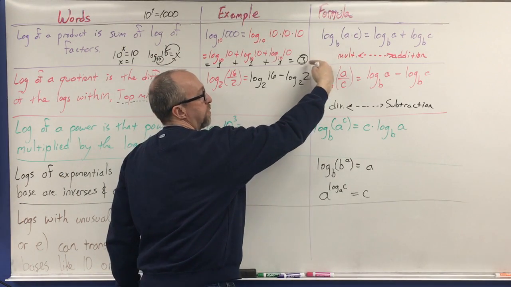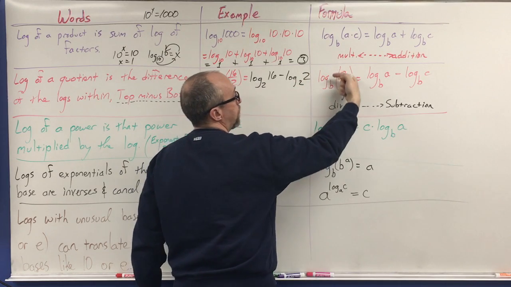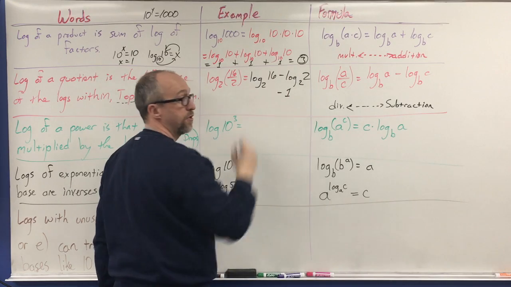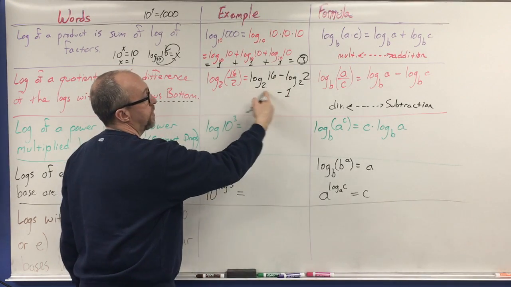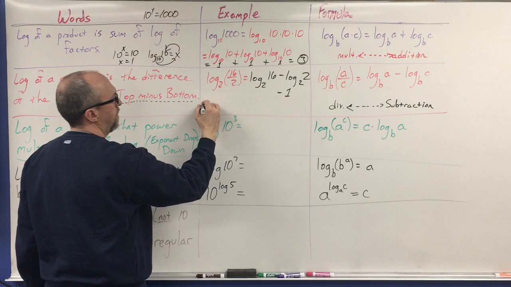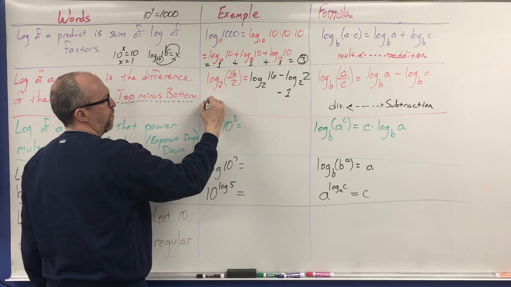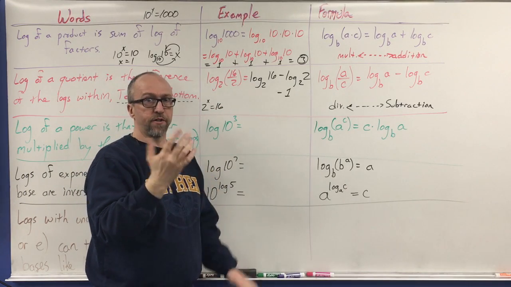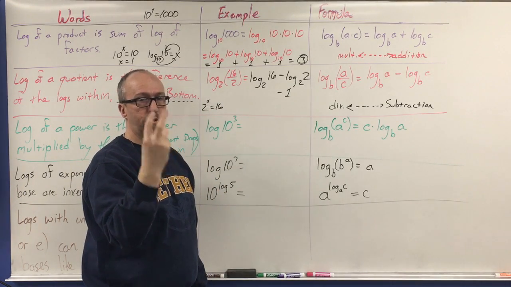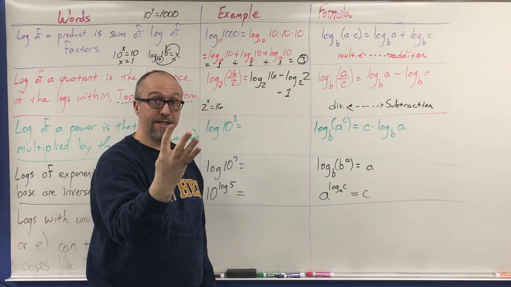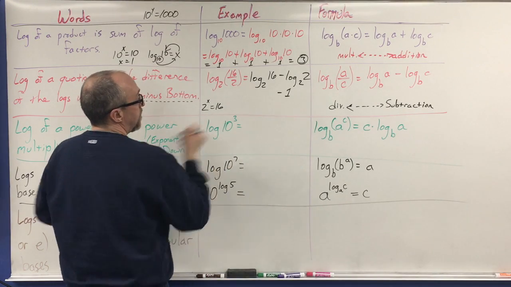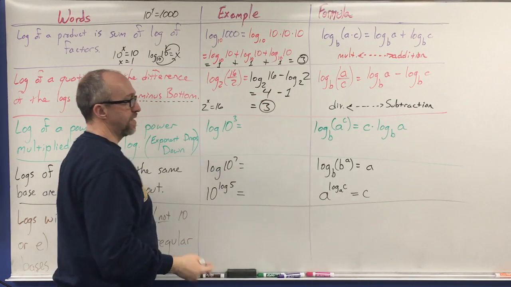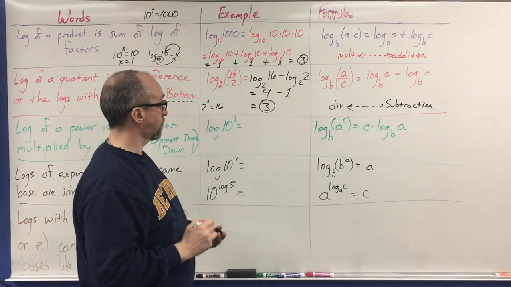2 to the 1 is equal to 2. So I know that this number is just good old-fashioned 1. Now, 2 to the what is 16? Well, I can just use my little thinker and figure it out. 2 times 2 is 4, times 2 is 8, times 2 is 16. It's 4. So that means this is just 4 minus 1. Oddly enough, this number is 3 as well.